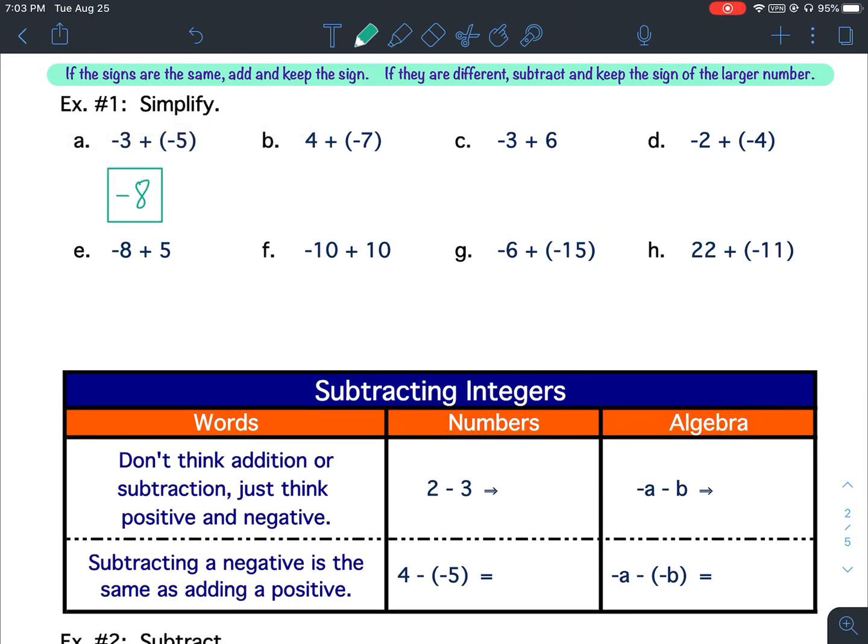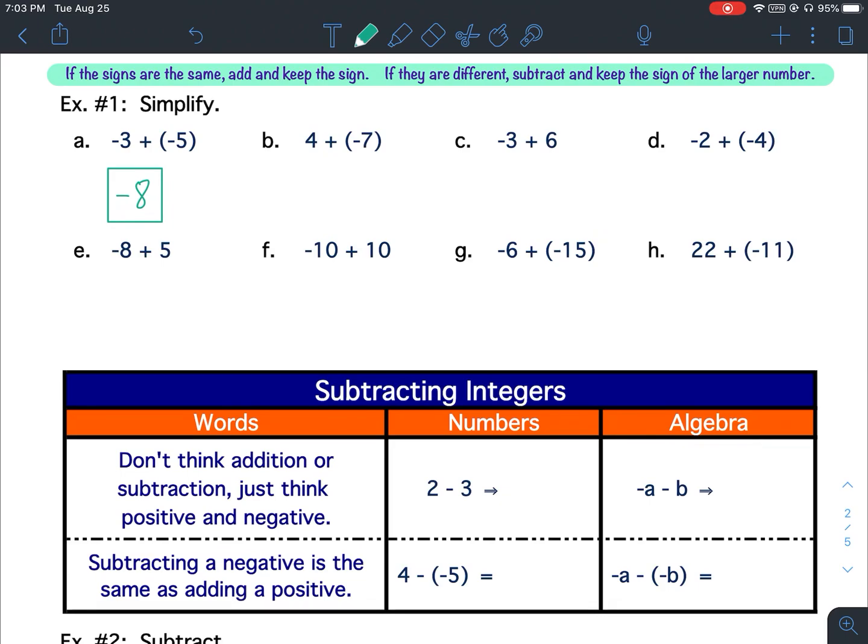Now, before I move on to B, I noticed that I boxed my answer. I always box my answers. It's something I've started doing a while ago. I like it better than circling your answer because if you circle a 0, it kind of looks funny. So I always box my answer, and usually by the end of the year, my students will box their answers as well. Do you have to box it? No, but it is nice and it makes things a little bit neater. But anyway, for example number 1A, -3 plus -5, the signs were the same, so we added and we kept the sign. So it's -8.